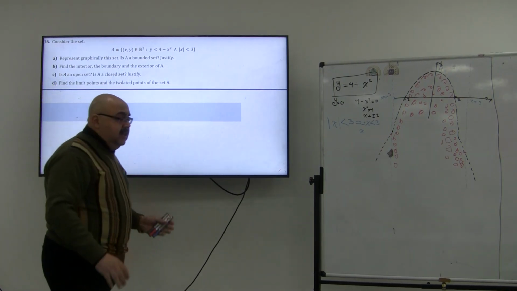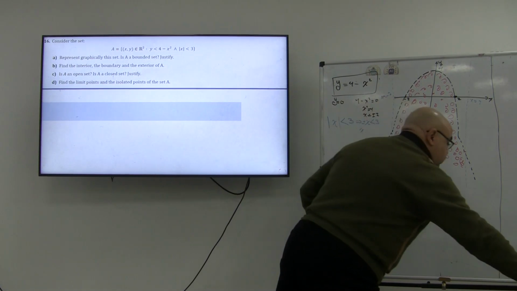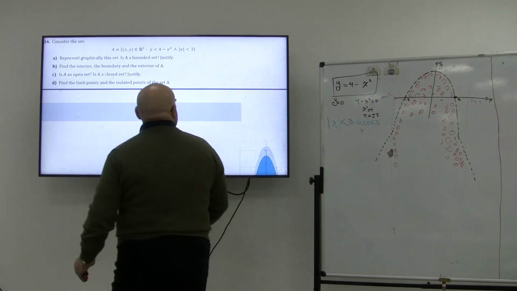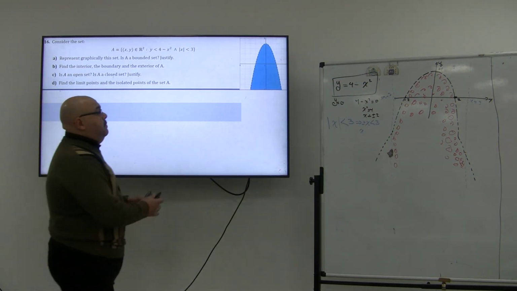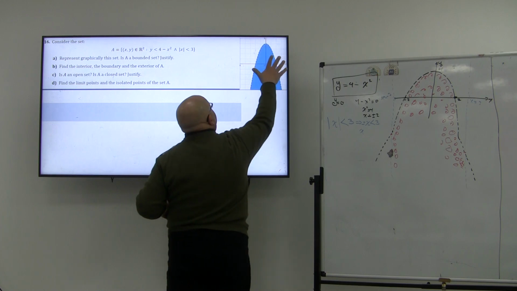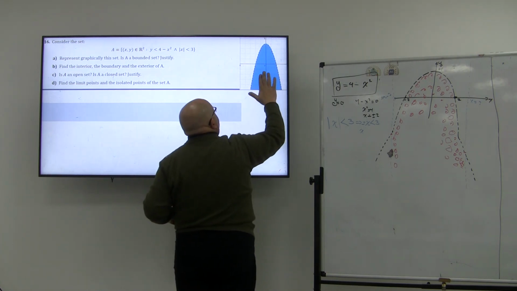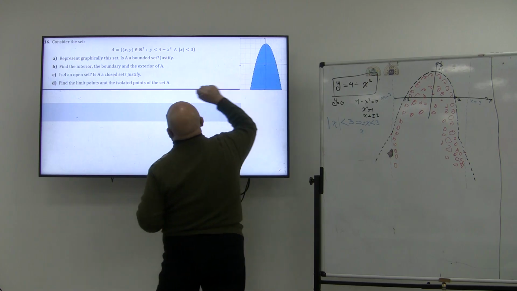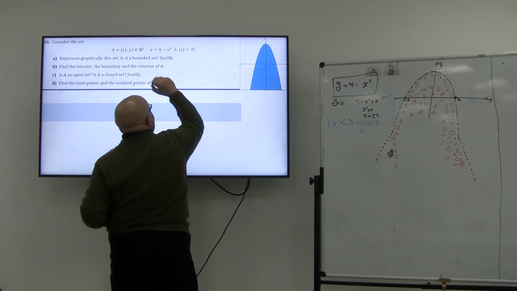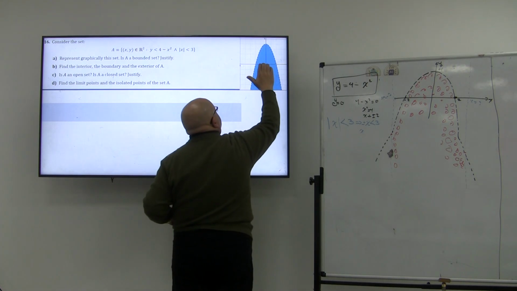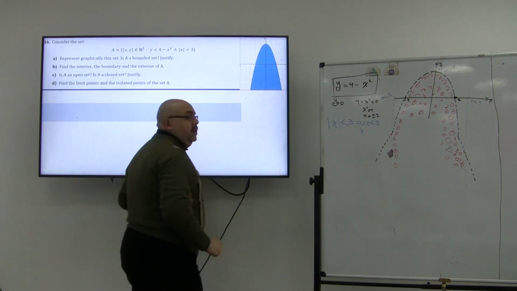Okay, so this is the part that I'm talking about. Once more, this is the shape of your parabola exactly. It will come from 4 and then go down. We are interested in y less than 4 minus x squared. So we are interested in the points inside the parabola.